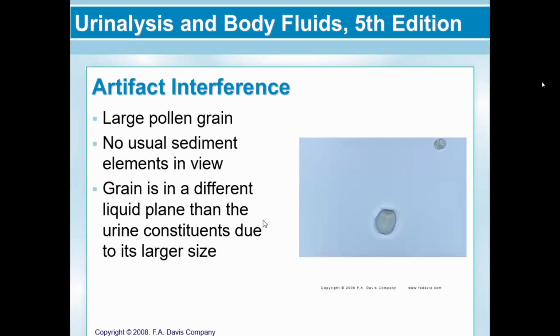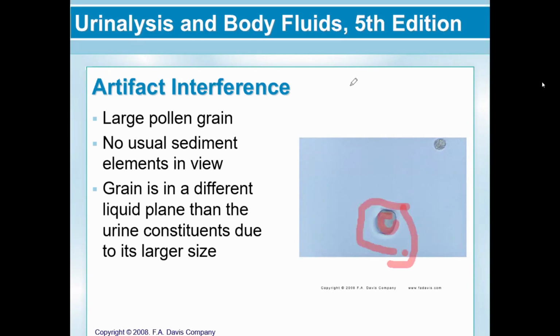Okay, so we have here artifact interference in the microscopic exam of urine. So we have here your large pollen grain. Adding, this large pollen grain also looks like your air bubbles. It's just that here, if you look at the pollen grain, it seems to have concentric circles inside it. Okay?